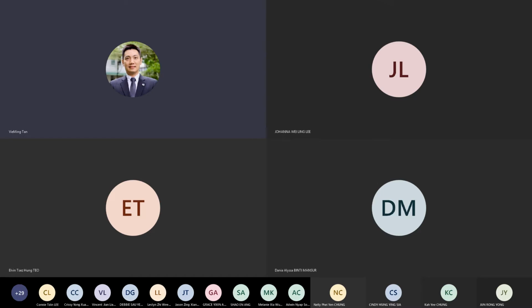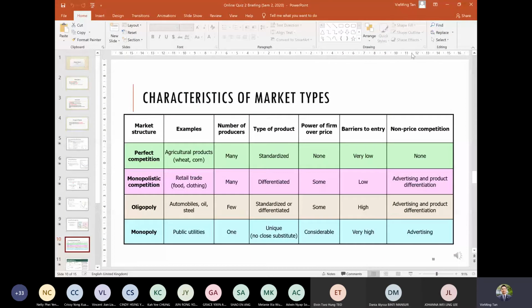Okay, so in the market structure, we have learned 4 types of market structure generally, which are perfect competition, monopolistic competition, oligopoly, and monopoly. So what is the meaning of market structure? Market structure actually refers to the market characteristics of an industry that the firm belongs to. And this market structure will affect how the firms compete among each other in the same industry.